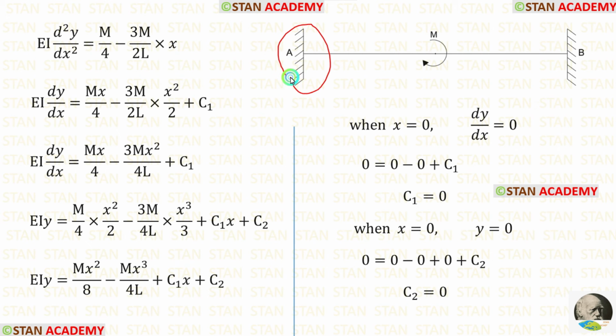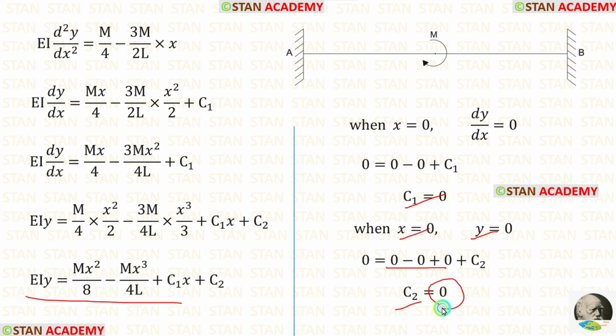In the fixed supports, there will be no deflection. So when x is 0, y will be 0. In this equation, let us apply C1 is 0, x is 0 and y is 0. When we do that, we are getting C2, which is also 0.